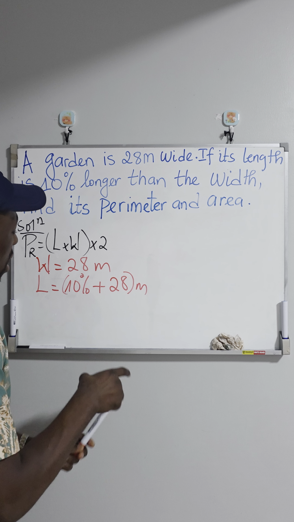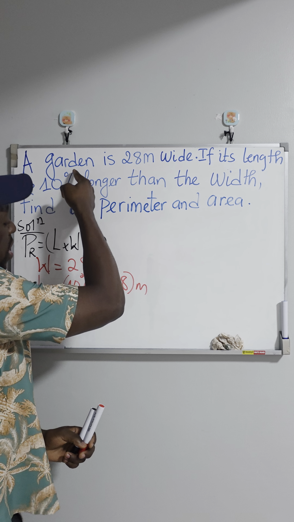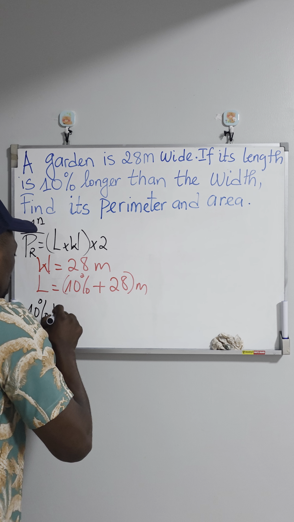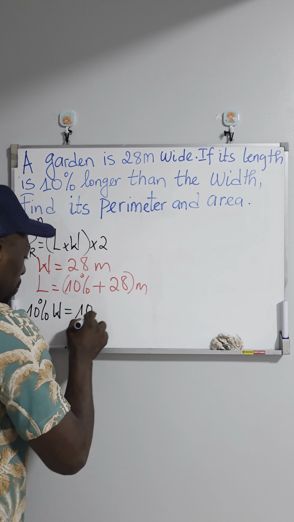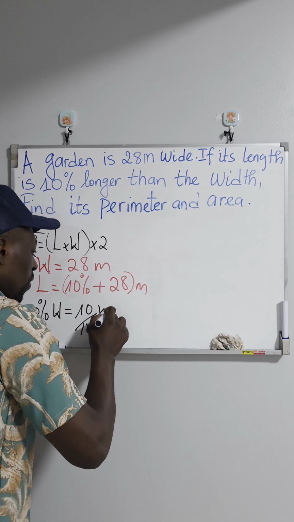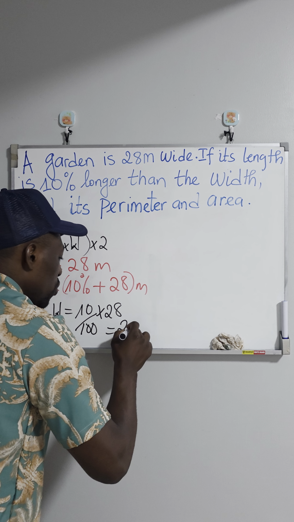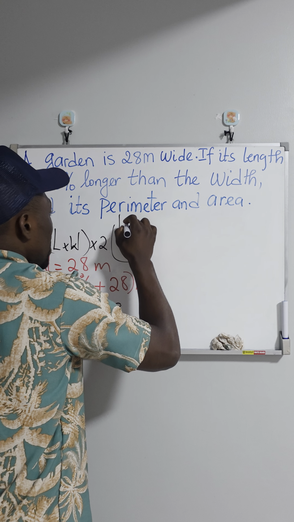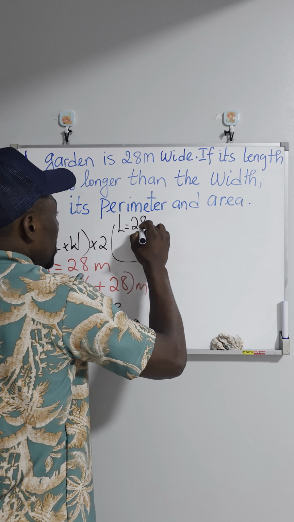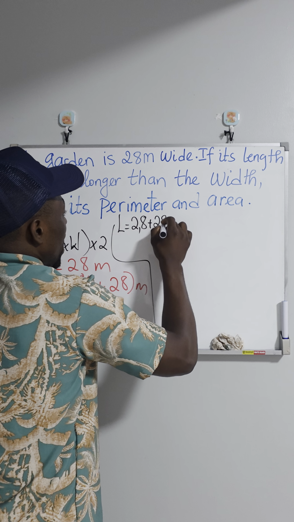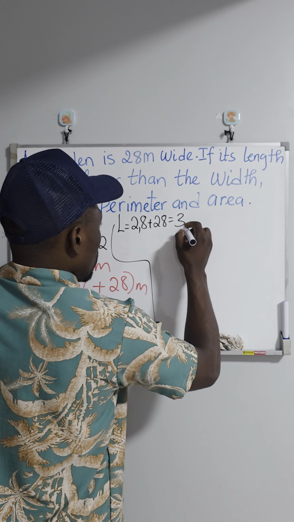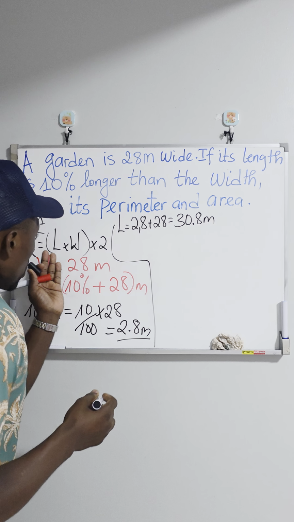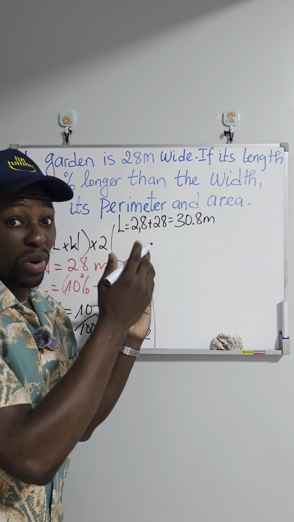The next challenge now is to find 10% of the width and then add it to 28. So 10% of the width will be equal to 10% of 28, and if you do it well, we should have 2.8 meters. So in conclusion, our length is going to be equal to 2.8 plus 28, and this gives us 30.8 meters.